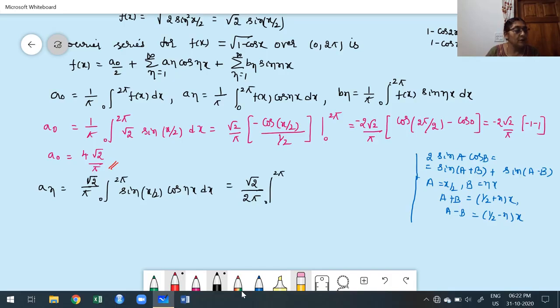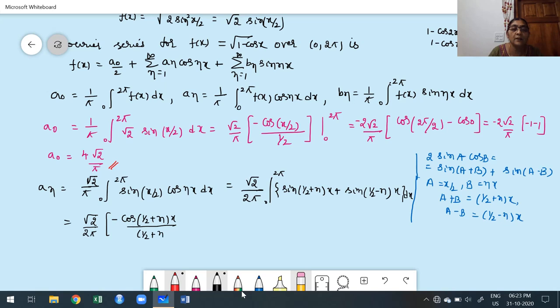Now what's the function you have? The function is sine of A plus B, meaning half plus n into x, plus sine of A minus B. What is A minus B? Half minus n into x, and then with respect to x. In the next step, root 2 divided by 2 pi of the integration of sine. What is the integration of sine? Minus cos of half plus n into x divided by the coefficient of x.